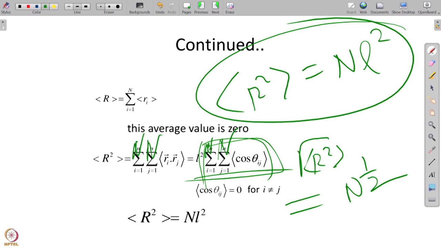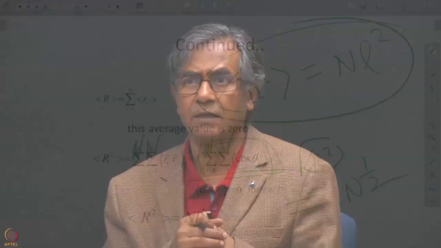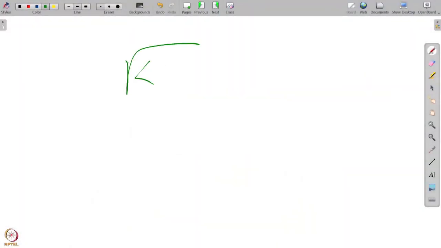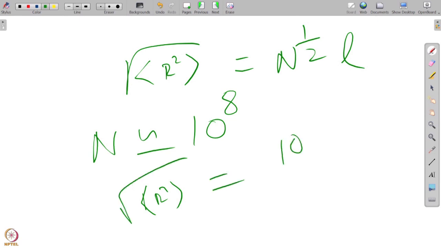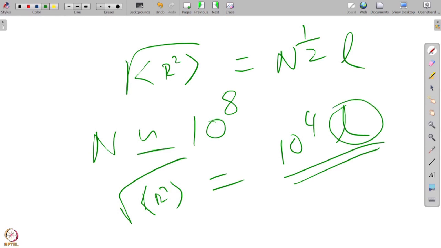This is one of the first results that is known, though Flory systematized it. There are other people who have got this result, that the size of the polymer scales as n to the half. This is a remarkable result, because root over R square, which is the size, is n to the power half times L. And remember, our n can be, say, 100 million, so 10 to the power 8. Then the size becomes 10 to the power 4 L. Now, L is 2 angstrom, or say 5 angstrom, then this is 5 into 10 to the power 4 angstrom, that means it is 50,000 angstrom.